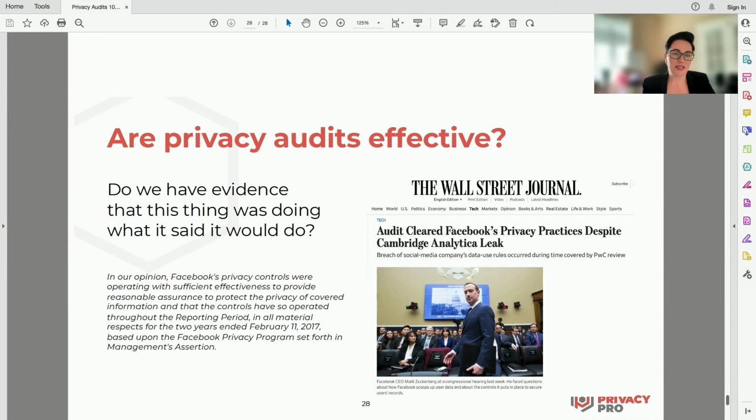So hopefully I have done the thing that I said I would do and provided you with a satisfactory primer on privacy audits. If we've got time for questions, I would love to hear them. Otherwise, I'll communicate with you in the Slack.